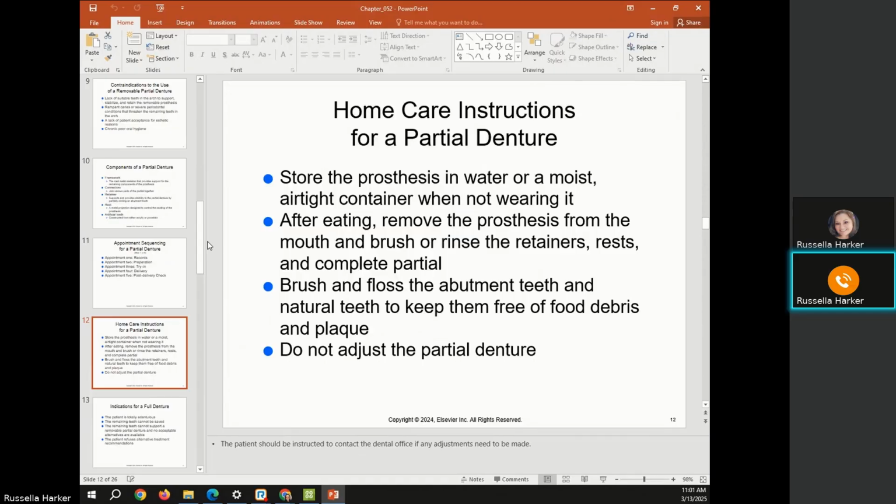They should also be flossing the natural abutment teeth that are left to keep them free from food and debris when they are brushing. They should never try to adjust the partial denture on their own. It should always be brought to the dental office to be adjusted if it needs to be loosened or tightened.